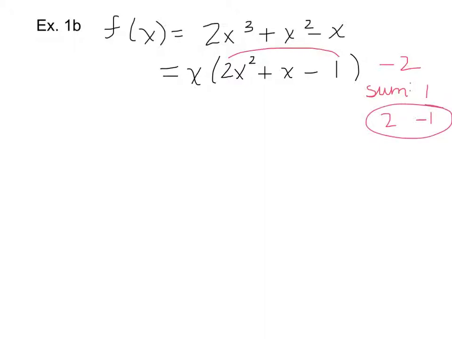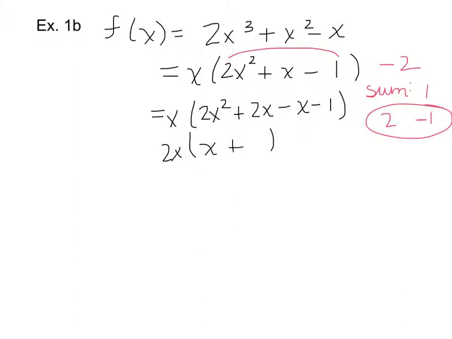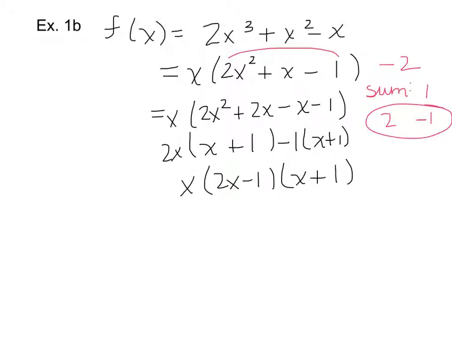So I'm going to rewrite this as 2x squared plus 2x minus 1x minus 1. And then I'm going to do grouping. I'm just going to disregard my x that's right out here for right now. I'm going to take out a 2x, and that's left with x plus 1. I'm going to take out a -1, and I'm going to be left with x plus 1. So my factors are 2x minus 1, x plus 1, and then my GCF, which was x.